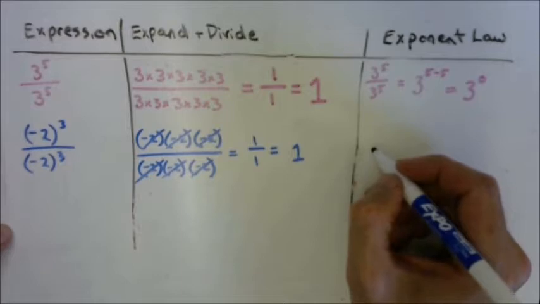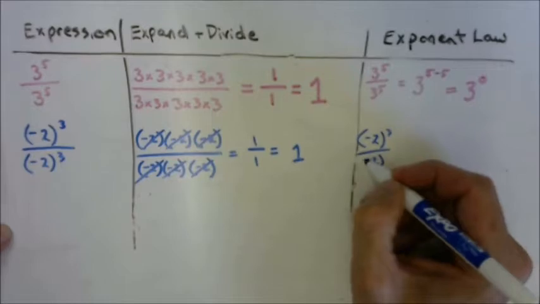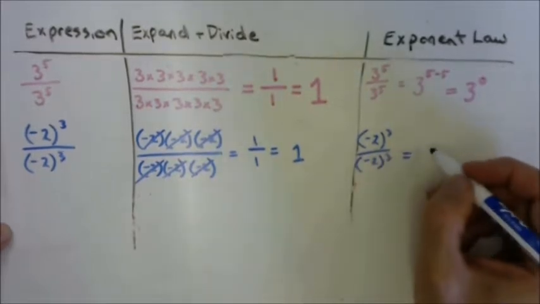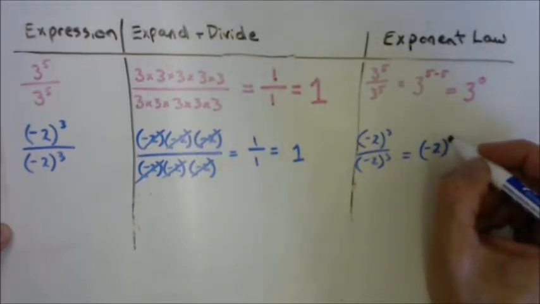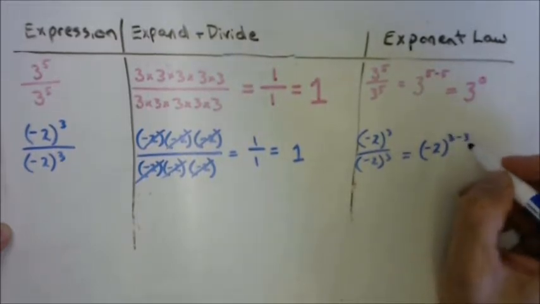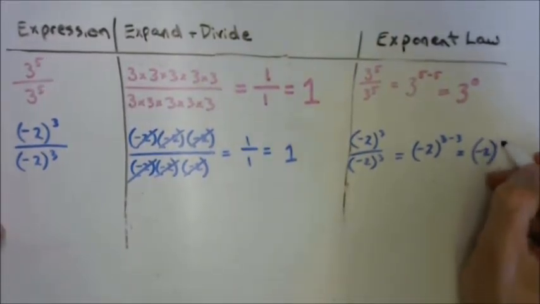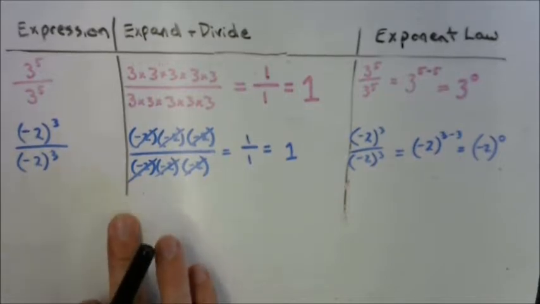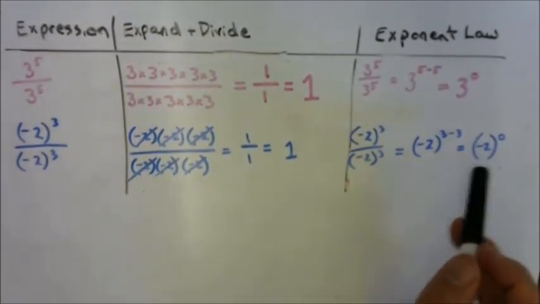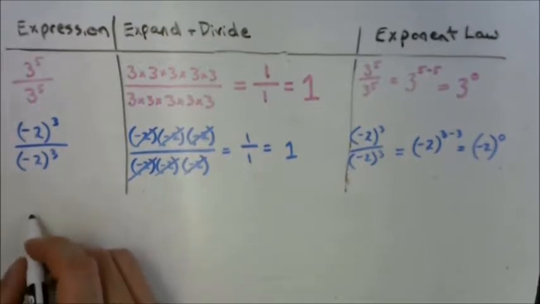Let's apply our quotient rule for exponents on the exact same problem. Negative 2 to the power of 3 over negative 2 to the power of 3. Our rule for exponents tells us that we can do negative 2 to the power of 3 minus 3, which means we have negative 2 to the power of 0. What have we discovered about any base raised to the power of 0? This one is going to be 1. Always 1.